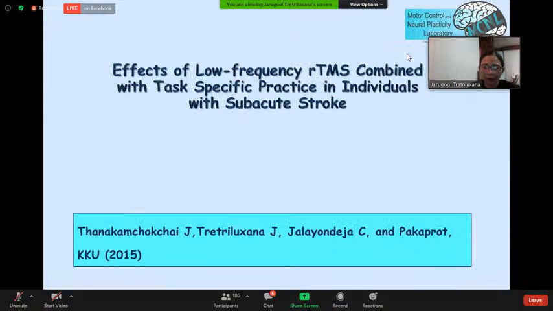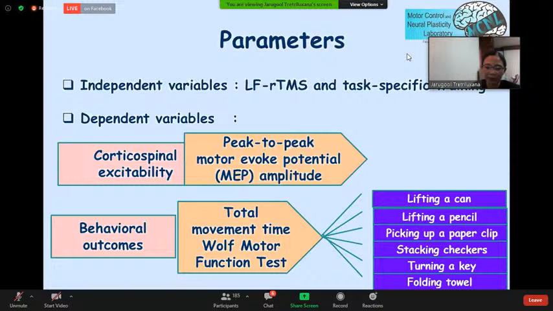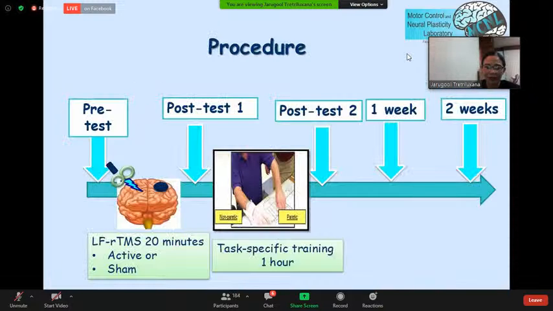So my student came to me and said, oh, Professor, we did the chronic stroke already, but we do know that the brain, if we start earlier, it should last longer. So that's why we continue with subacute stroke in another follow-up study. Same, we measure the same thing, but this time we stimulate for 20 minutes and we train task-specific training.